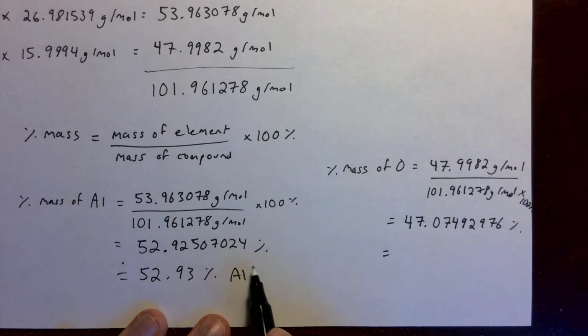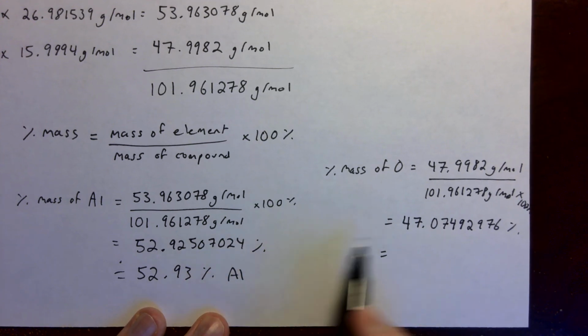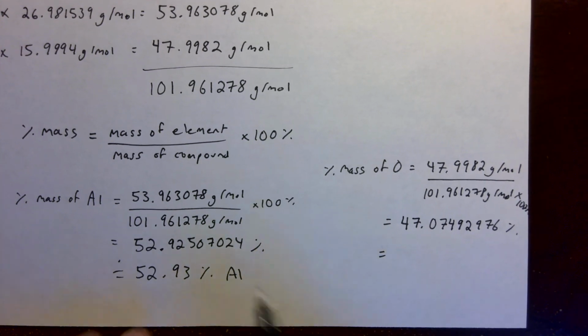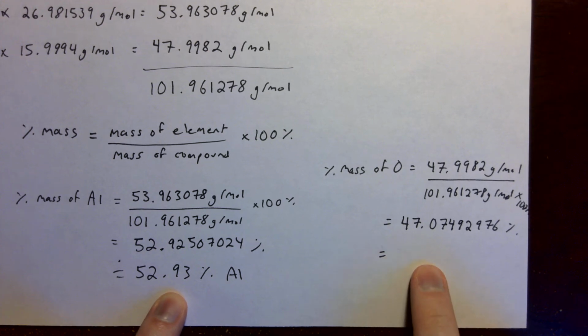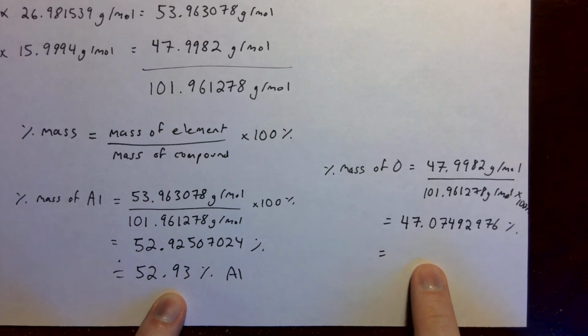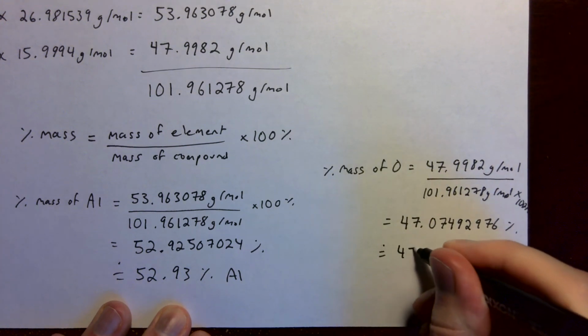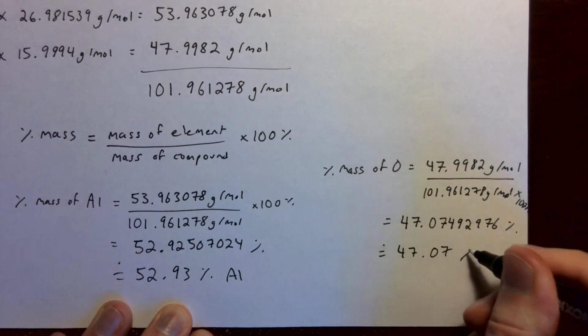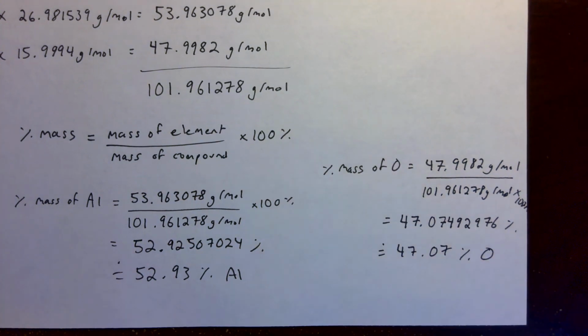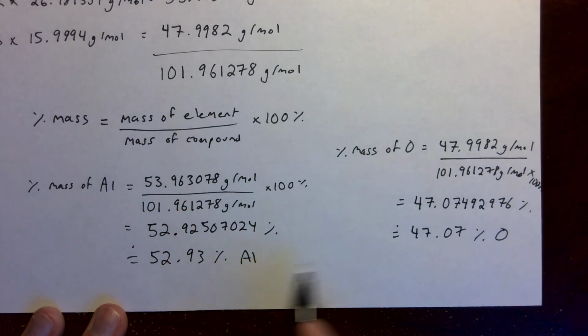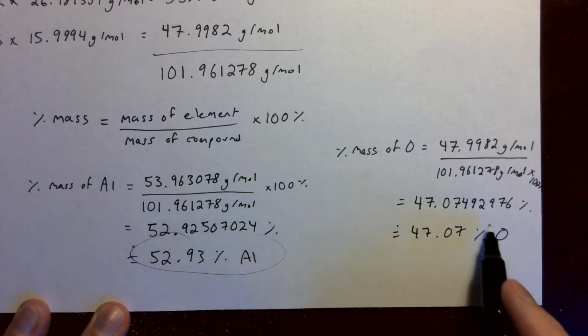Now here's the tricky thing about rounding. You can't have percent values like these two numbers add up to more than 100, because then it's not really a percentage. So we will round this one to 47.07% oxygen, because then we know once we add those two percentages together, they're going to equal 100. So those are our final answers there.